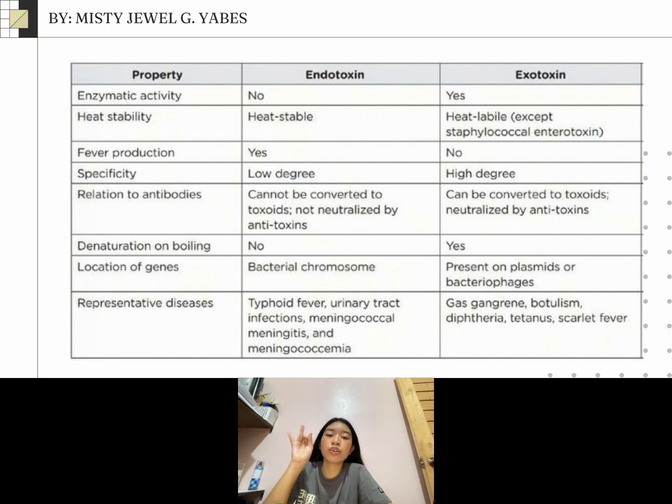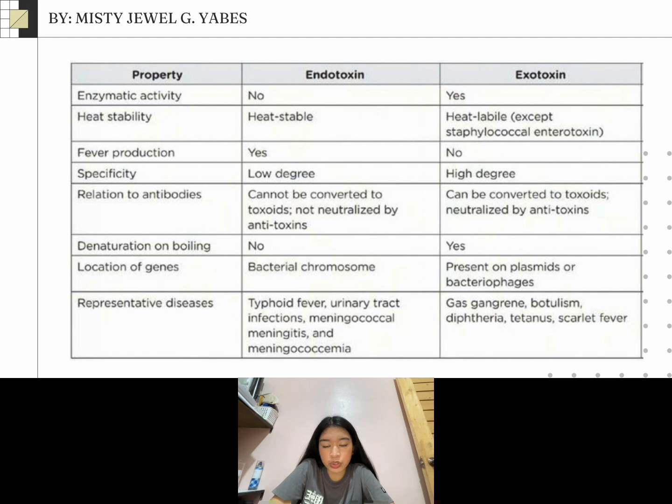Next naman is sa ating heat stability, in which ang ating endotoxin daw ay heat stable and ang ating exotoxin ay heat labile or heat unstable, except our staphylococcal enterotoxin. So, sa ating fever production, sinasabi nila dito, ang ating endotoxin ay nagproproduce ng fever and ang ating exotoxin ay hindi nagproproduce ng fever. So, dito naman tayo sa degree nila. Ang endotoxin daw natin ay low degree and ang ating exotoxin ay high degree.